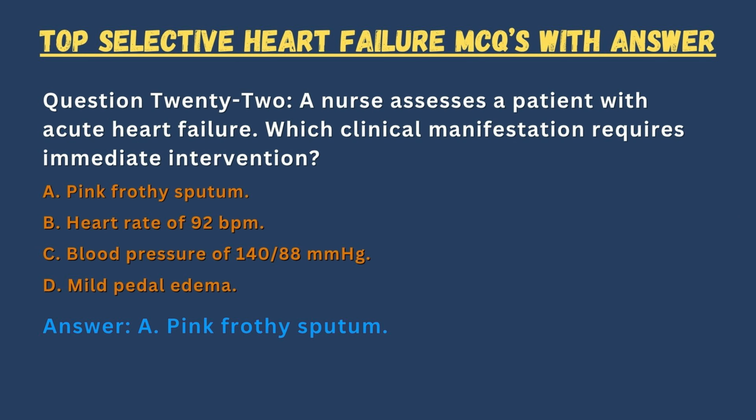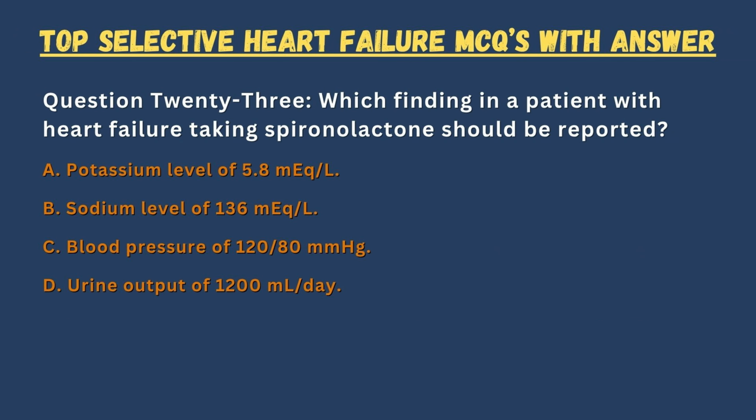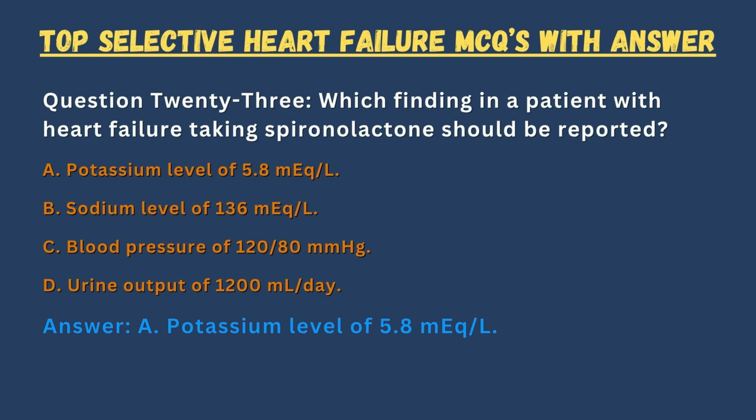Answer: A. Pink frothy sputum. Question 23. Which finding in a patient with heart failure taking spironolactone should be reported? A. Potassium level of 5.8 milliequivalent/L. B. Sodium level of 136 milliequivalent/L. C. Blood pressure of 120/80 mmHg. D. Urine output of 1,200 milliliters per day. Answer: A. Potassium level of 5.8 milliequivalent/L.